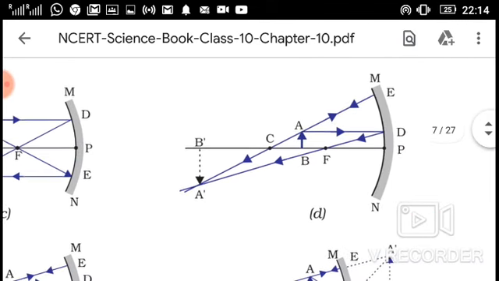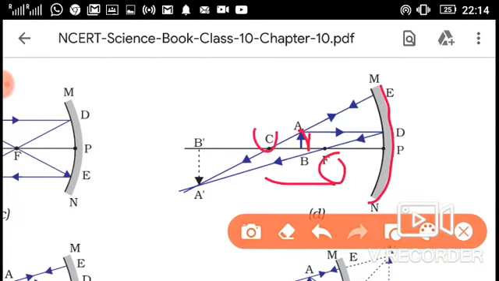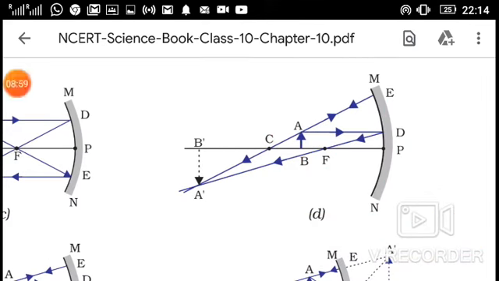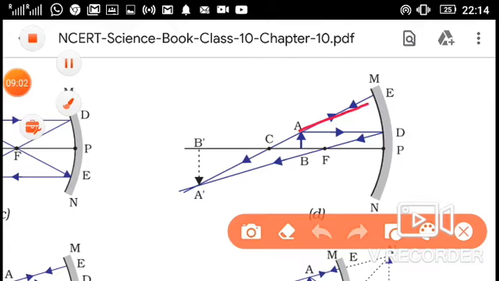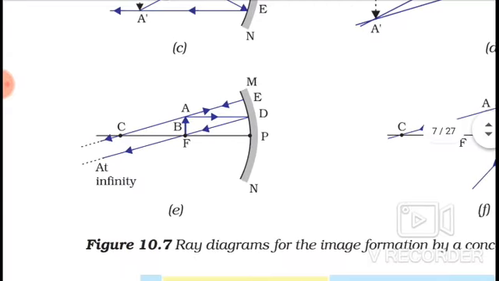Now this is the fourth ray diagram, D part. This is the object. It is placed between F and C. This is F and this is C. The first ray that passes parallel, you know, parallel rays, it passes from the principal focus. Okay, and the second passes through C, then it will go straight. So here the image formation is beyond C, an inverted image, and slightly larger than the object.